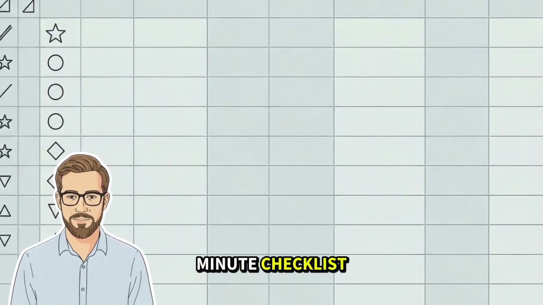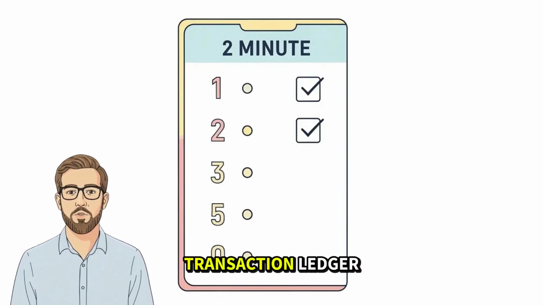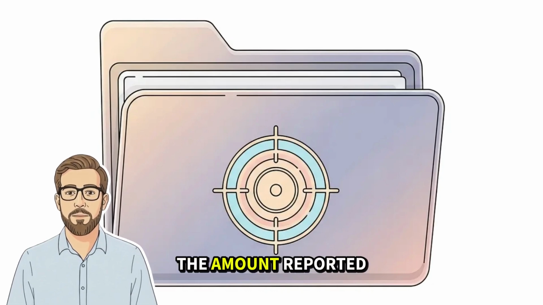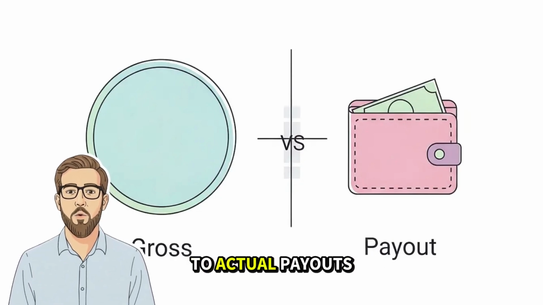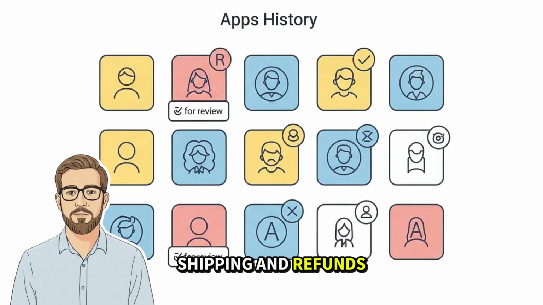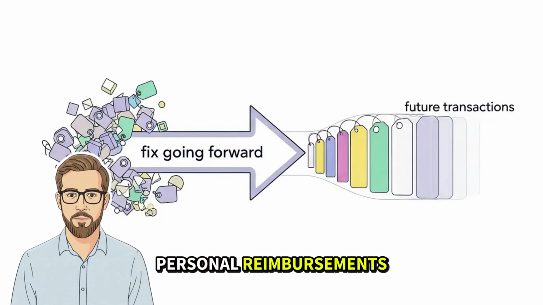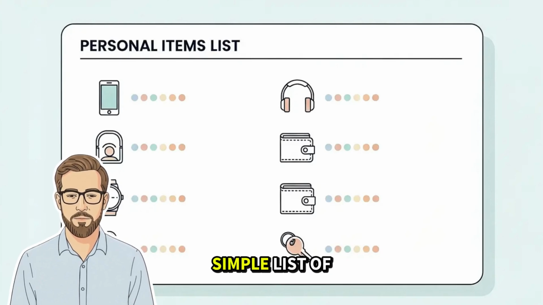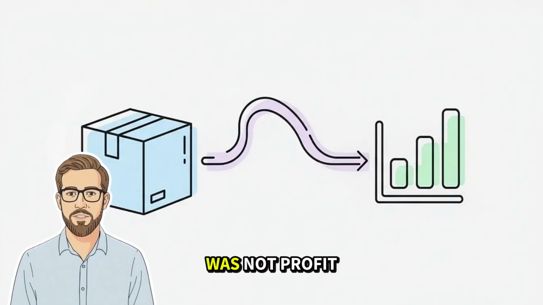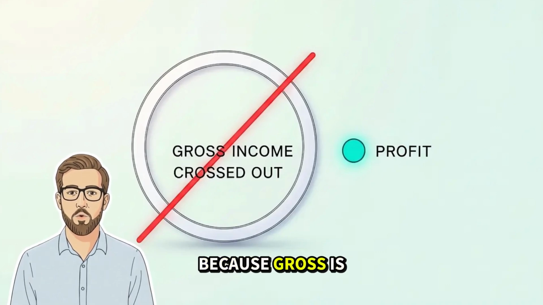Now, your 2-minute checklist. This is the stop guessing version. 1. Pull the platform annual summary or transaction ledger and find the number labeled as the amount reported, if it exists. 2. Compare gross payments to actual payouts after fees, shipping, and refunds, so you understand the gap. 3. Scan your app history for personal reimbursements tagged as goods and services and fix that going forward. 4. Make a simple list of personal items you sold and what you roughly paid, so you can explain why it was not profit. 5. If you resell for profit, separate your costs because gross is not income.